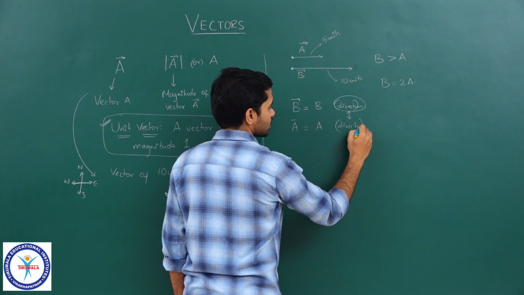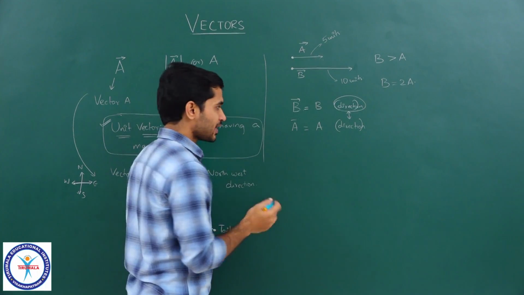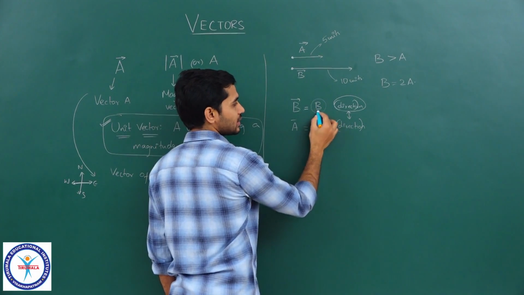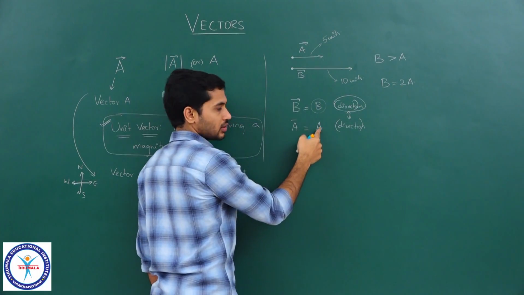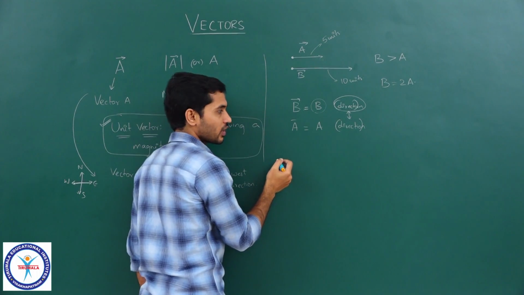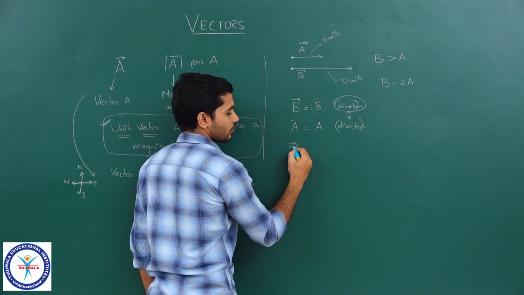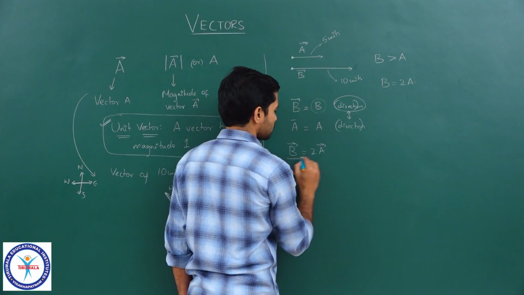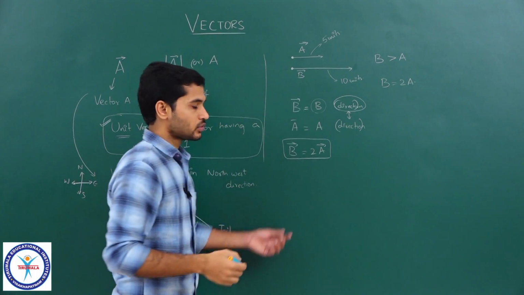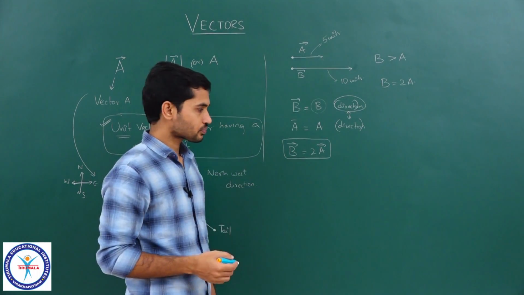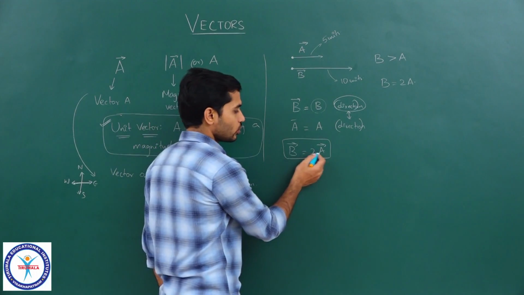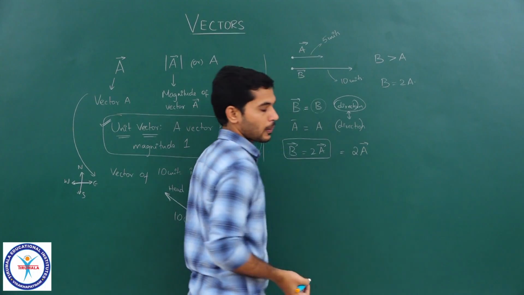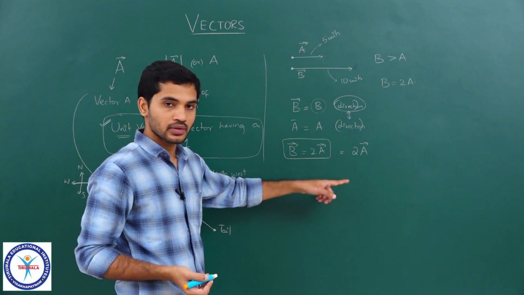So same direction, correct? In this particular case, because direction is the same for both and the magnitude of B is 2 times the magnitude of A, I can directly say that the vector B bar is 2 times vector A bar. Clear? So B bar is 2 times vector A bar. If you look at what we have done here, I am multiplying this vector A bar with 2, right? I am multiplying vector A bar with 2.